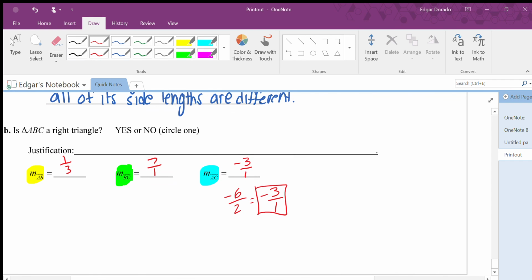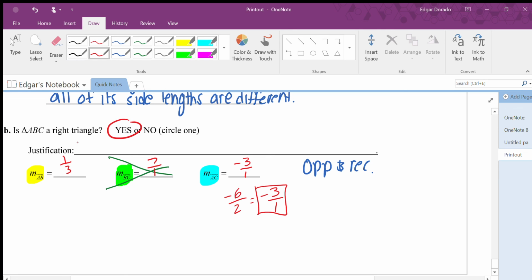So let's compare all three of them. Well, right off the bat, which one do I not even want to look at? That one right there. That one doesn't even have the same numbers. The other two do. Let's compare them now. Are they opposite and reciprocal? And sure enough, yes they are. Look, 1/3 and negative 3 over 1. One of them is positive, one is negative. And then one has 1 over 3, the other has 3 over 1. So yes, we do have a right triangle.